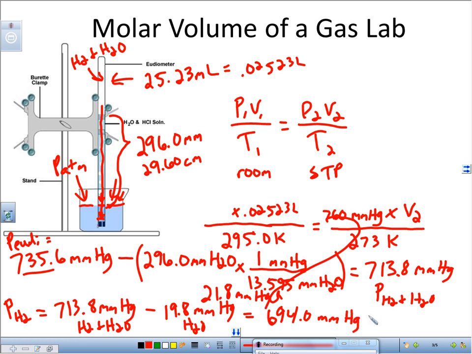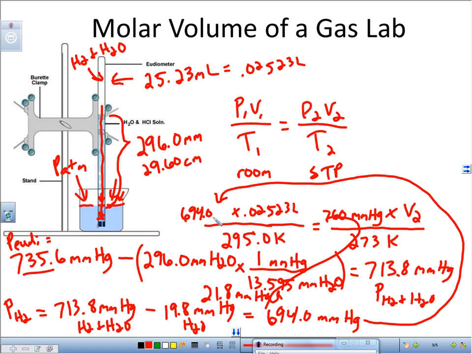So now, finally, I have a number that I can put down here. I know that seems like a lot of work, but I can put a number here. That's my pressure of my hydrogen gas. Now I'm going to solve for V2. So I'm going to cross multiply and divide, and I'm going to put my V2 right up here when I do that math. So I'm going to multiply 0.0253 times 273 divided by 760 divided by 295.